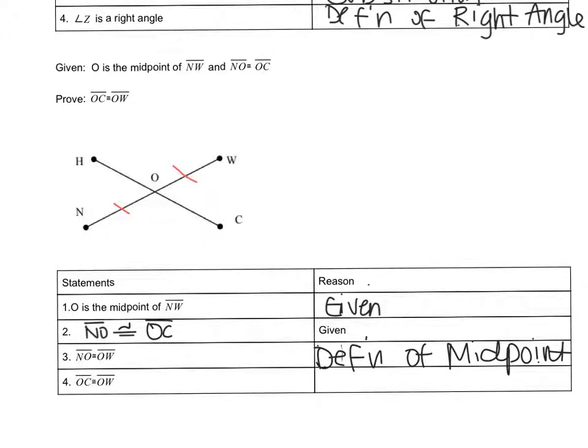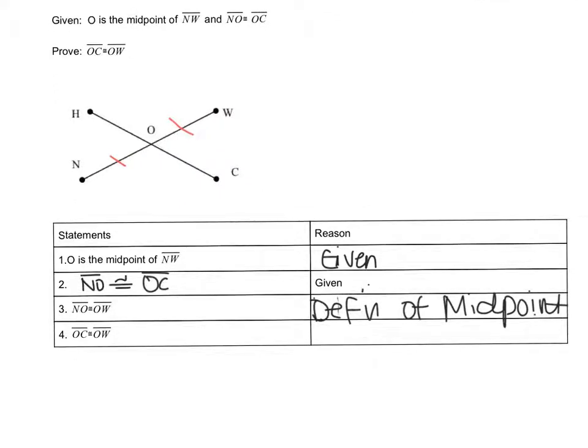Okay, and then our last statement, which is what we were trying to prove, says that segment OC is congruent to segment OW. We look at our second and third statements, we have that NO is congruent to two different segments. So by the transitive property, those two segments are congruent to one another. So our last statement that we were trying to prove, we get to that from the transitive property. And we have finished our proof because we've gotten to the statement we were trying to prove.